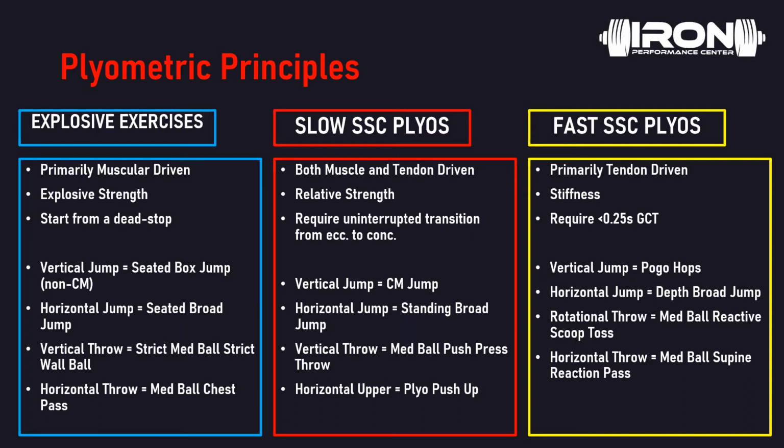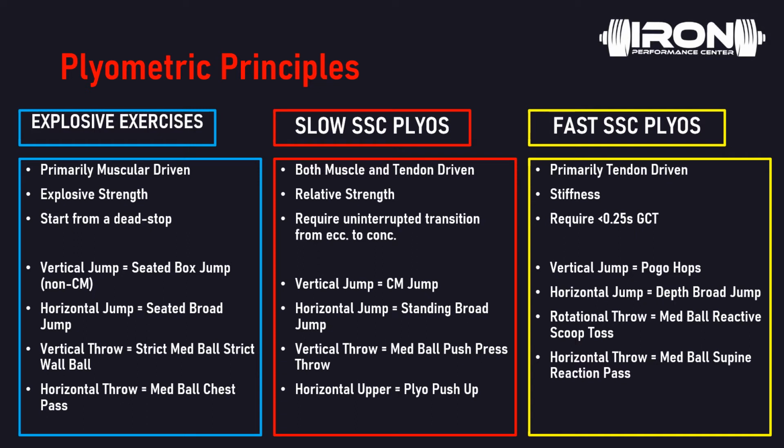You're now doing a slow plyo. As for slow plyos, those are both muscle and tendon driven. They are reflective of your relative strength relative to body weight, and they require only an uninterrupted transition from eccentric to concentric. So these are the ones like a counter movement jump, for example, which is a lot slower in nature than a pogo hop. Pogo hops are more frequent and they're done at higher speeds than a counter movement jump, where you load into your position and explode up.